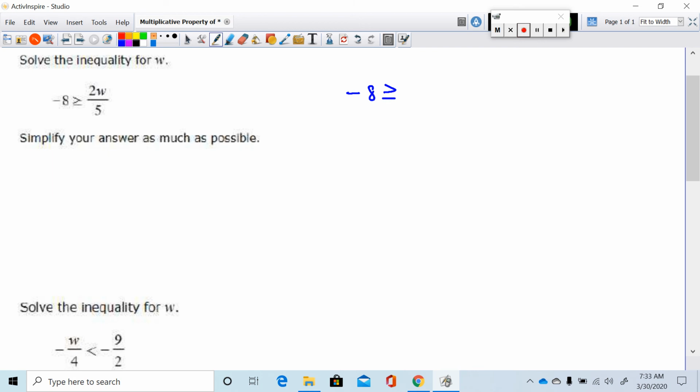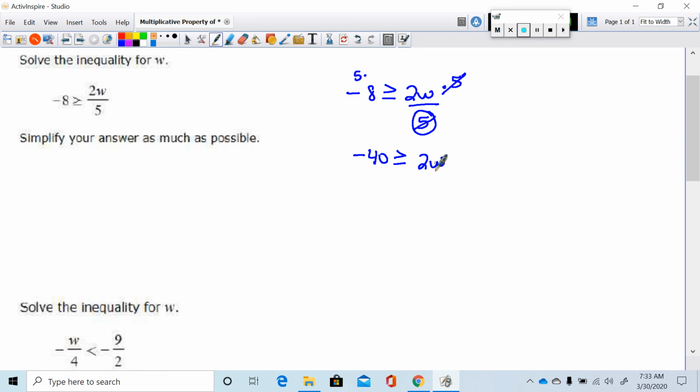Negative 8 is greater than or equal to 2W over 5. I want to get rid of the denominator. So you multiply each term by the denominator like this. So 5 times negative 8 is negative 40, is greater than or equal. When you do that, the top cancels with the bottom, so you just have 2W there. You got rid of the fraction.